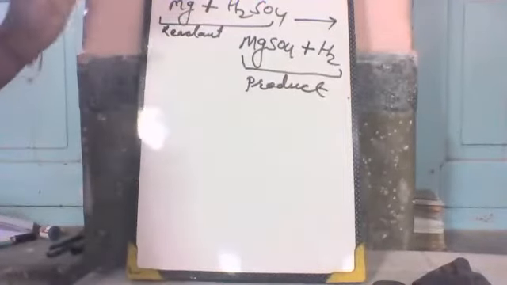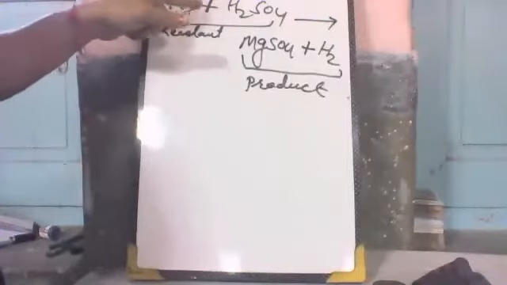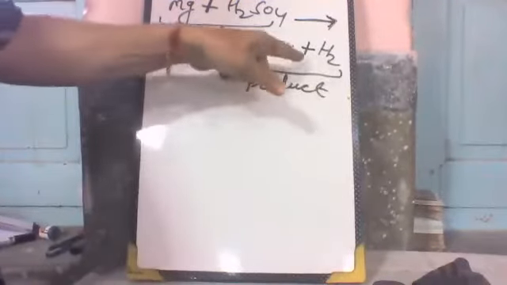First, we have to write the formula and symbol of the substances which are taking part in the reactions. And if two or more substances are taking part, they are separated by the plus sign, and this arrow separates the reactant and product. After the reaction, the products are forming, and these products are also separated by the plus sign. This is the way in which we can write a chemical equation.